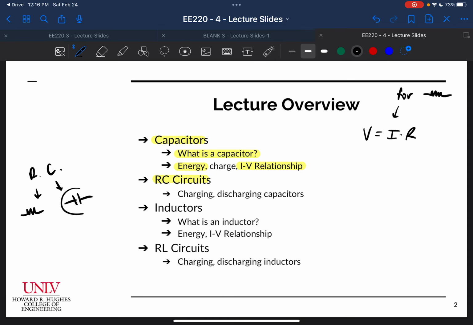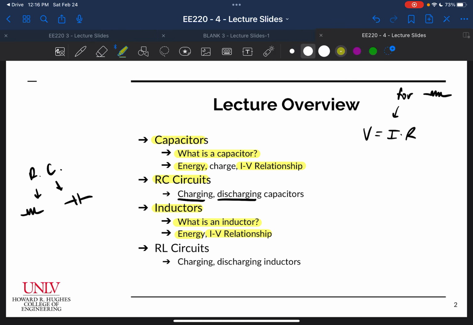We're going to talk about charging and discharging RC circuits. I'm going to derive the equations for these circuits and then show you how to analyze them. And then once we finish capacitors and RC circuits, I'm going to introduce another type of component called an inductor. Then I'll talk about what an inductor is, how they store energy, and what their IV relationship, or current voltage relationship, is.